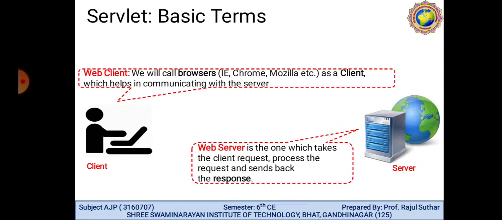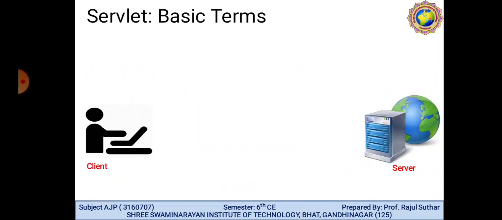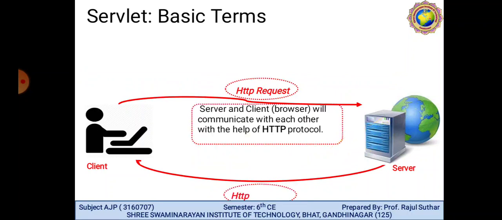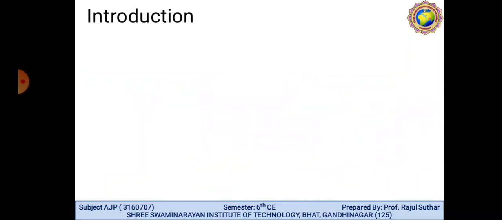So what do you mean by server? What is the functionality of server? Web server is the one which takes the client request, processes the request and sends back the response. So this is the functionality of server. Then how to make the request? By using HTTP. Client makes a request to the server, that is the HTTP request, and the reply is called the HTTP response. Server and client communicate with each other with the help of the HTTP protocol.